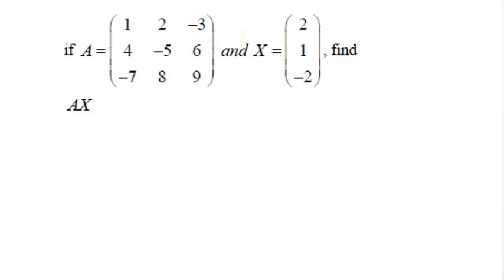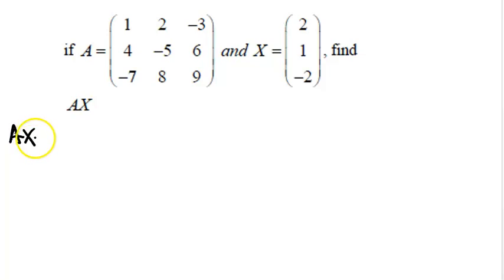We have this matrix. This is a 3 by 3 matrix, and then a 3 by 1. So let's check if we can multiply. 1, 2, 3: we have 3 columns. Then 1, 2, 3: we have 3 rows in the second matrix. Which means that matrix A and X are conformable, so we can go ahead and multiply. It's the same thing.